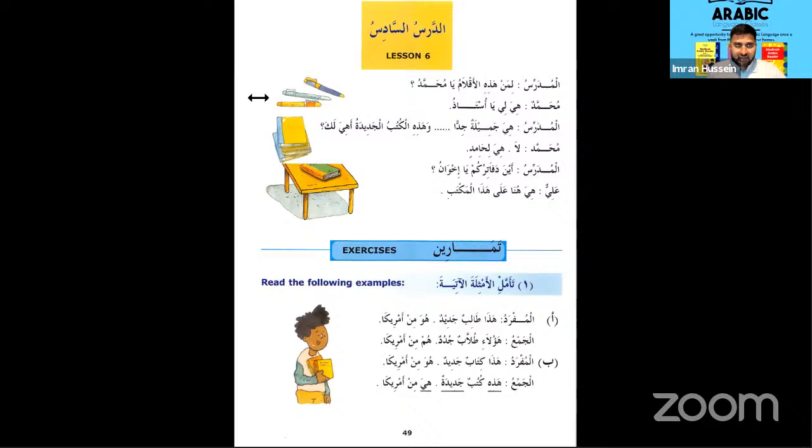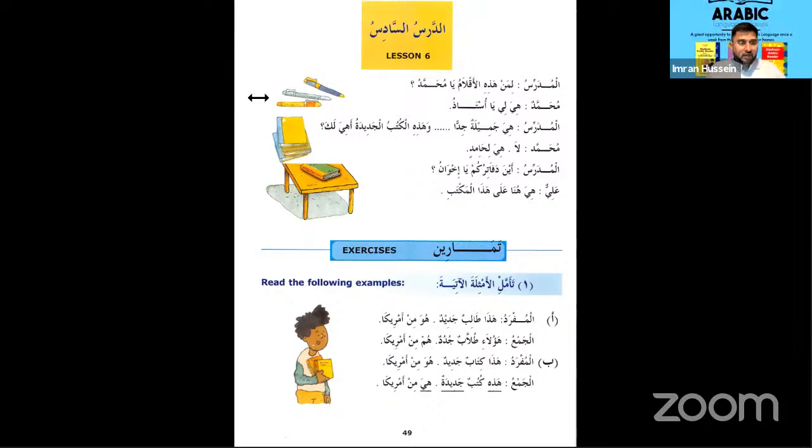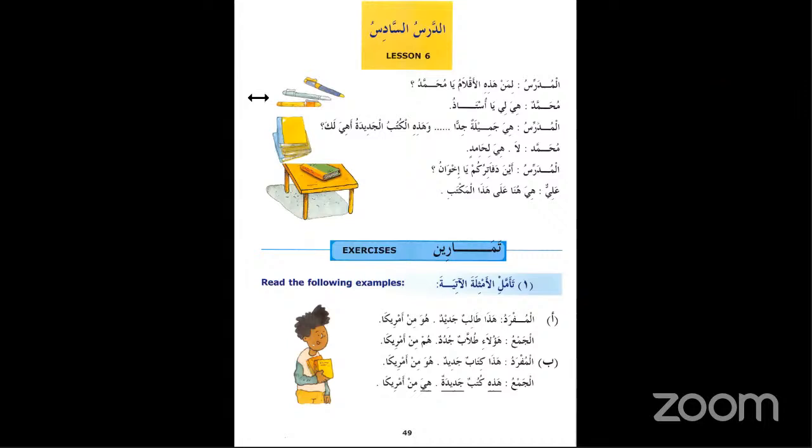Is that clear, Sister Shabnam? Yes, thank you. I understand that. 100%? Yes, thank you. Sister Roshan, Sister Shabnam, do you understand that?